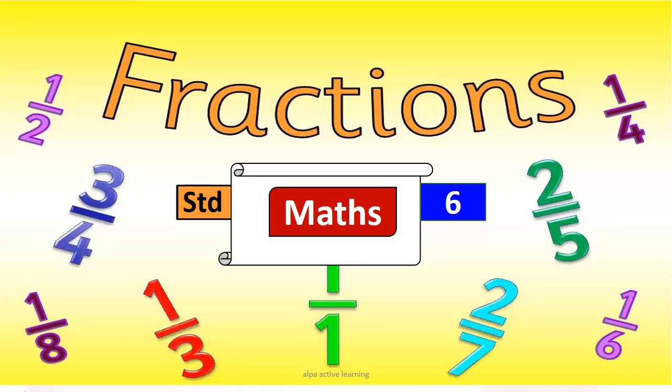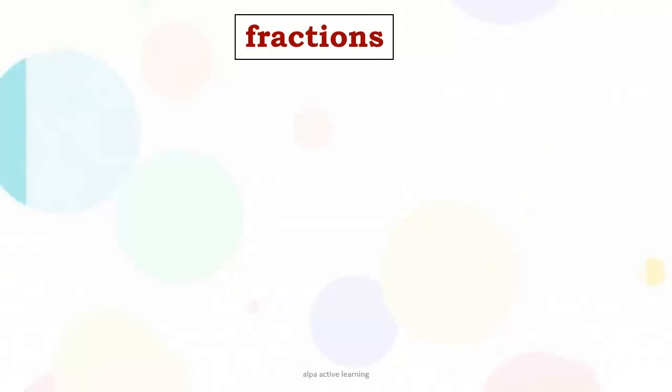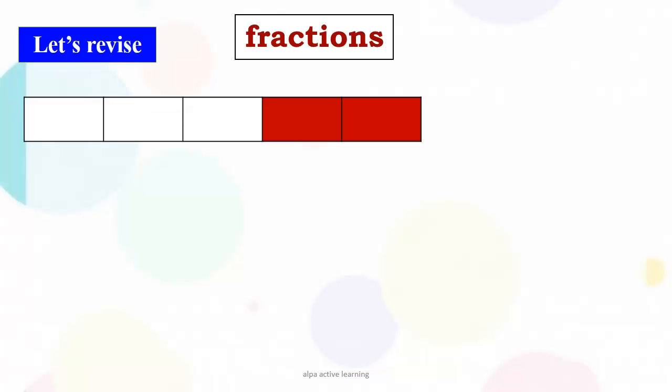Today's topic, fractions from Standard 6, subject Mathematics. Fractions. You have learnt in the 5th standard. Let's revise. So let's take a chocolate bar and you will eat only 2. So from the 5 parts, you are eating 2 parts. We'll write 2 upon 5, where 2 is numerator, 5 is denominator.